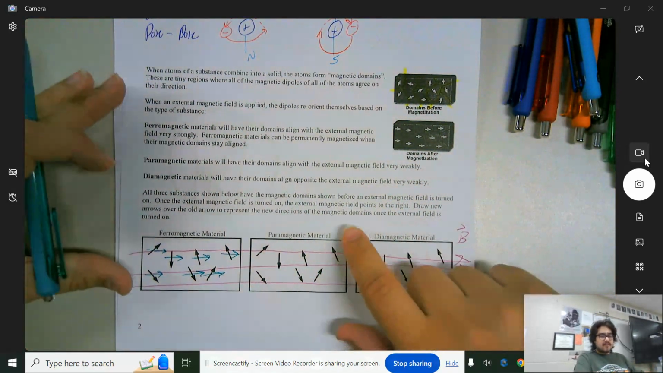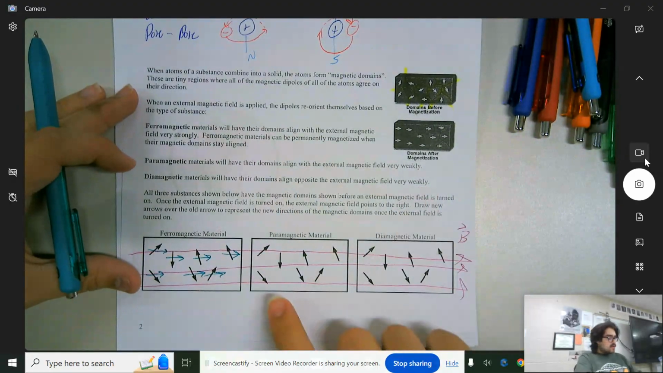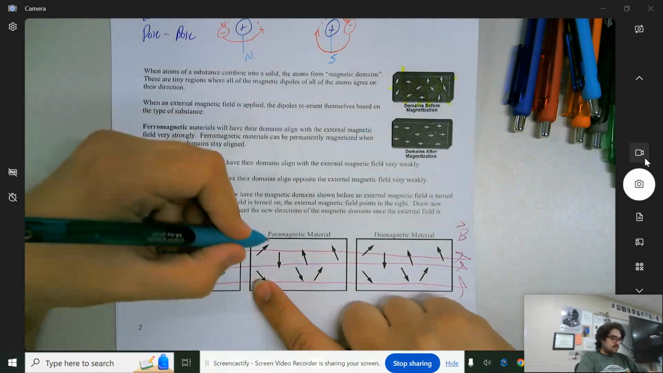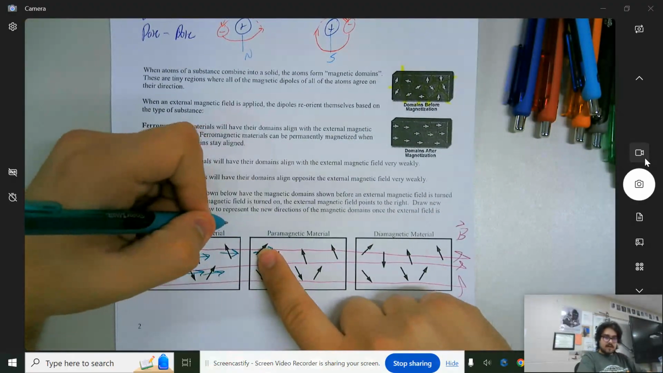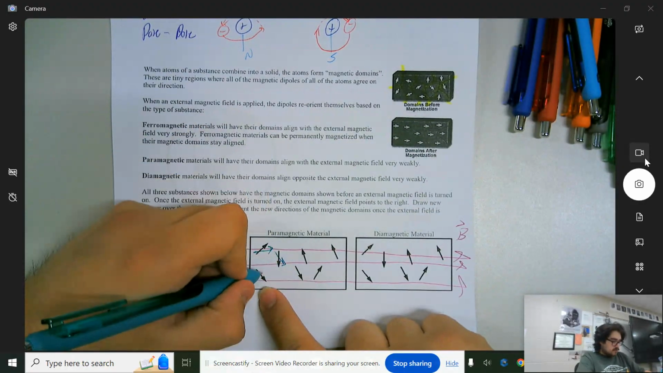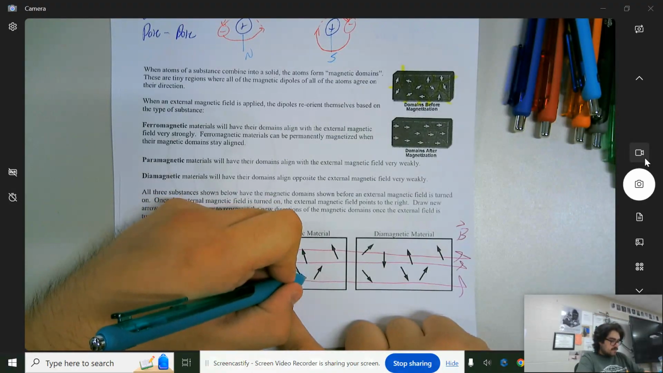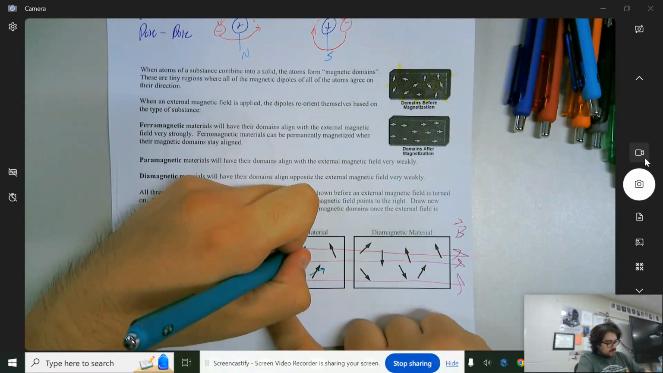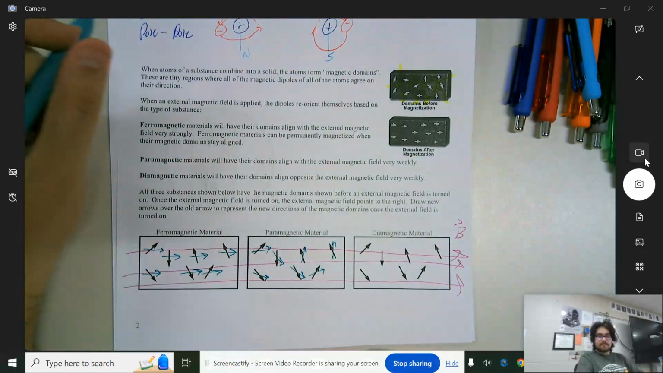Paramagnetic materials have their domains aligned very weakly. So what's going to happen is these are going to tilt in the direction of the B field, but only just a little bit. Oh, that one kind of went a lot. They're only going to tilt just a little bit in the direction of the B field. They want to go all the way, but the material's not going to let them.